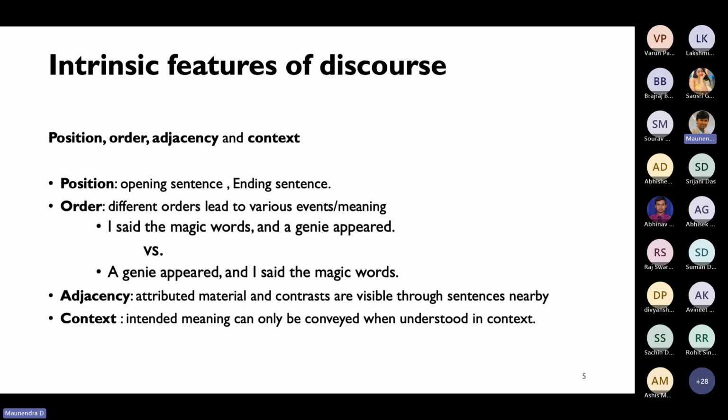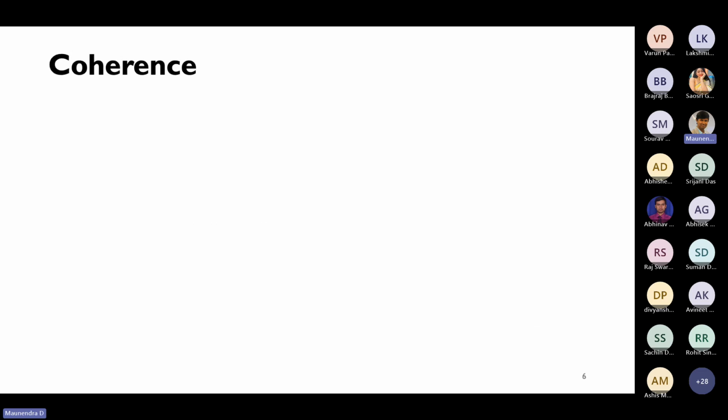And context: the intended meaning can only be conveyed when understood in context. So the meaning of one sentence, or what meaning it actually triggers in our mind, is based on the surrounding sentences as well. When we talk about contextual embedding, we said the meaning of each word is influenced by the meanings of the surrounding words, but it's not limited to words. The meanings of sentences also are better conveyed when we look at them in the appropriate context.